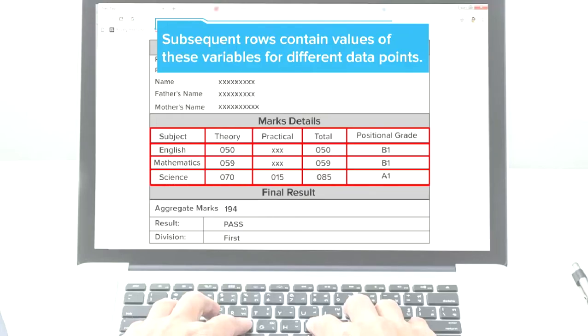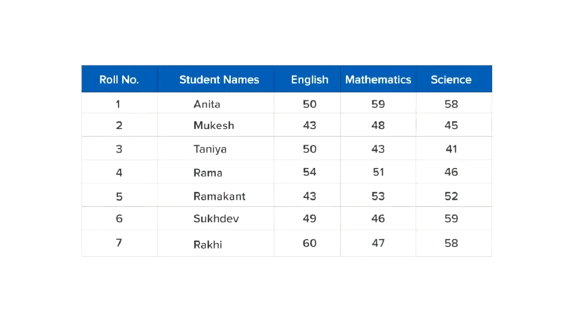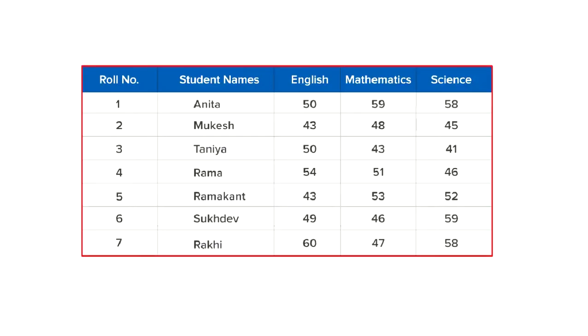The machines can easily read this kind of data, and we can always carry out mathematical treatment with these data points for numeric variables. An example of structured data is given here. It contains the marks obtained by different students in different subjects.